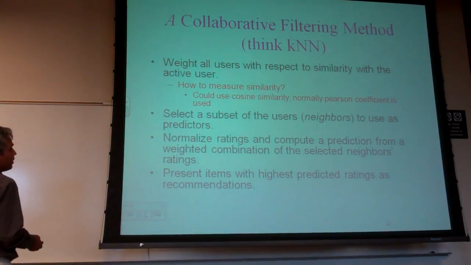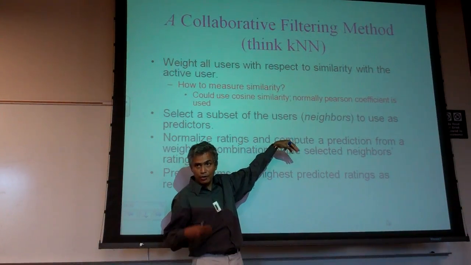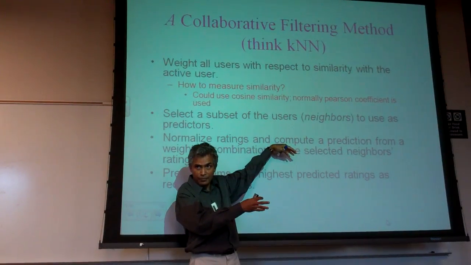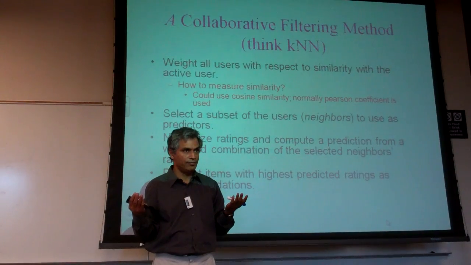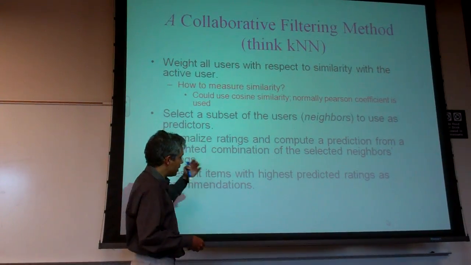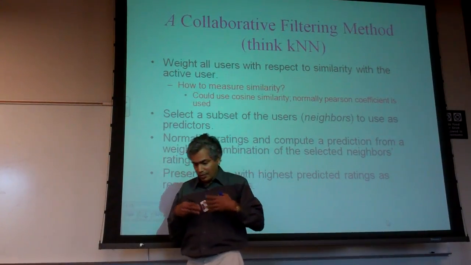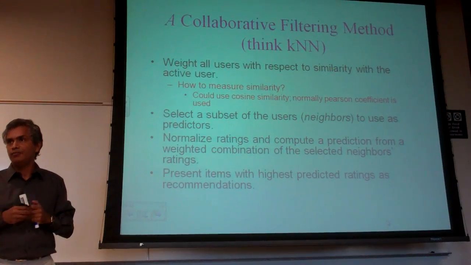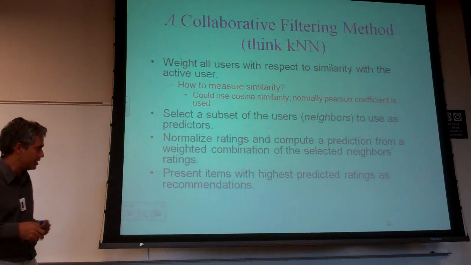Okay, and then you want to consider your rating for the missing items. I want to predict the active user's rating for a particular missing item, that is, an item for which the active user doesn't have a rating yet, and see whether they like it. So you will predict that item's rating as a weighted sum of the ratings of his neighbors. I'll give you the details.